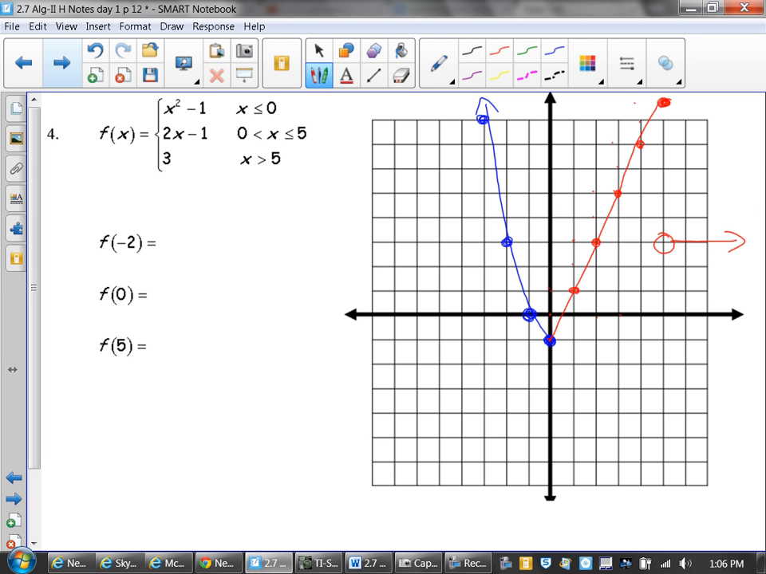I don't really know how to do the x squared without a calculator. That's fine. Then use your calculator. Oh, so you don't even need it.